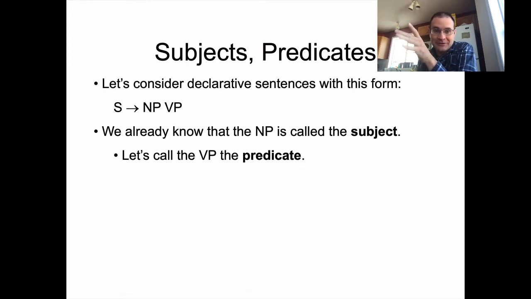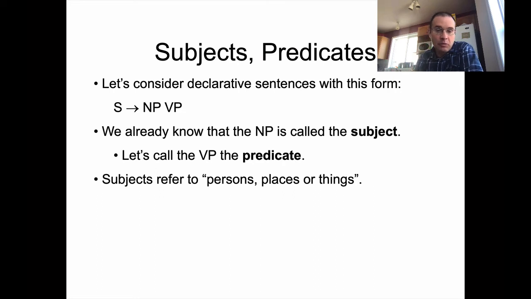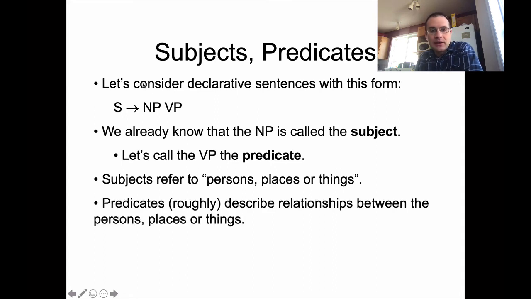If you go to those videos on the Ling 201 homepage, the Schoolhouse Rock videos, most of those are about individual lexical categories like adjectives and pronouns and so on. There is one about subjects and predicates at the very end, which is more a semantic interpretation of what's going on rather than syntactic. When we talk about subjects, they're noun phrases, and you probably learned this definition of nouns in English class back in the day: subjects refer to persons, places, or things. And a predicate is something that roughly describes the relationships between the persons, places, or things.